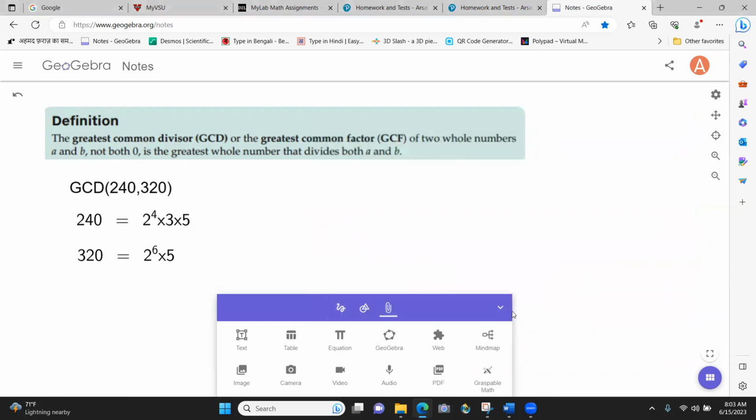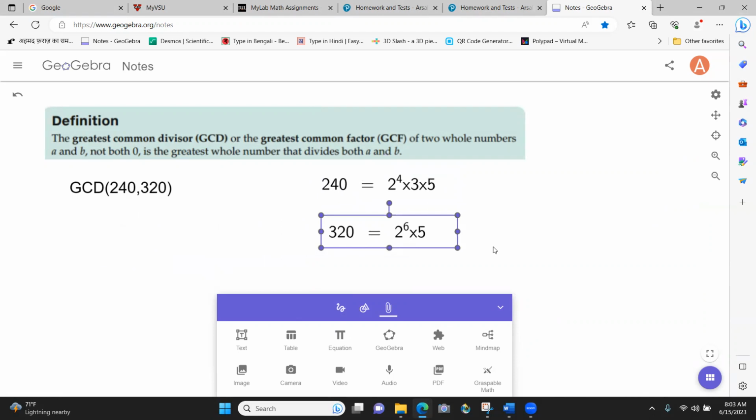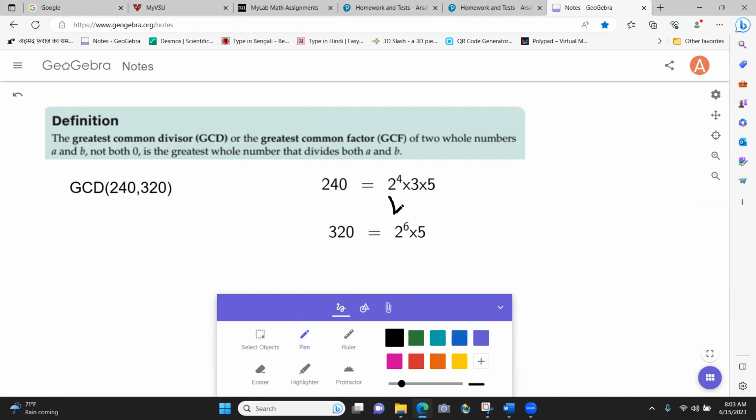So how do we find the GCD? Now that we have the prime factorization of the two, let's put them here. You're looking for common ones, and you're going to pick the smaller power. These two are common, and these two are common. They have the same power. If they had a different power, I'd pick the smaller one. So basically the GCD will be 2 to the power 4.